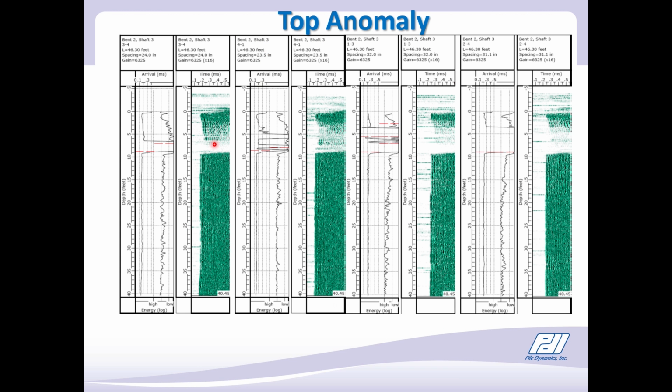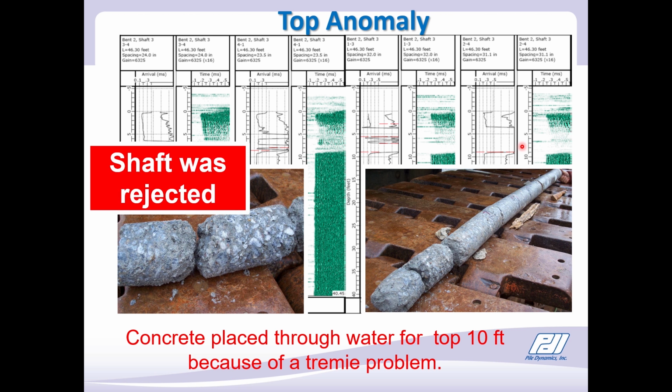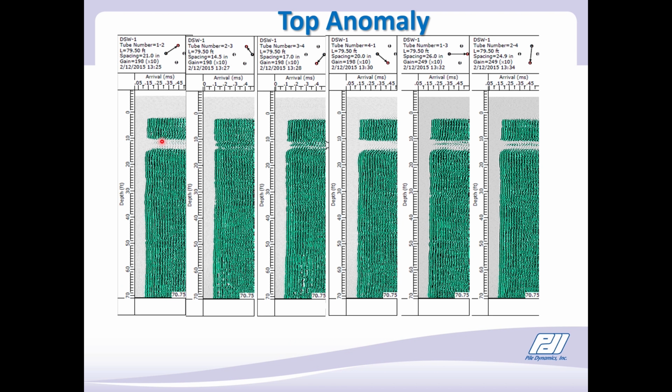Here's a test where we clearly see a problem in the top 10 feet. This was recorded in the United States, so we have United States units. So we have very bad quality concrete in this upper portion of the shaft. As it turns out, the concrete was placed through water in the top 10 feet because they had a tremie problem, and the shaft was then cored. You can see the poor quality concrete, very soft by comparison. You could chip at it very easily. That shaft was rejected.